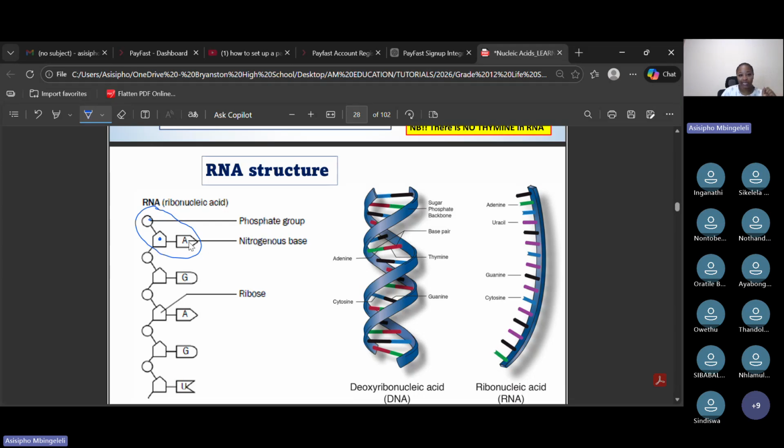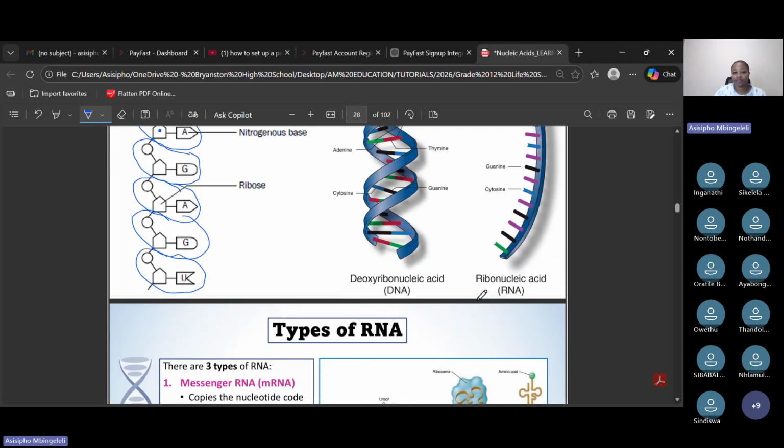Then a nitrogenous base. So in this particular diagram of a nucleotide, we are having adenine as the base, but in another nucleotide, we're having G. In another nucleotide, that is an A, then that is a G, and that is a U. We cannot be seeing T in an RNA structure at all. So you're able to see the different structures here. So that is your DNA. It's double-stranded in its helical form. And then you have RNA, which is single-stranded.